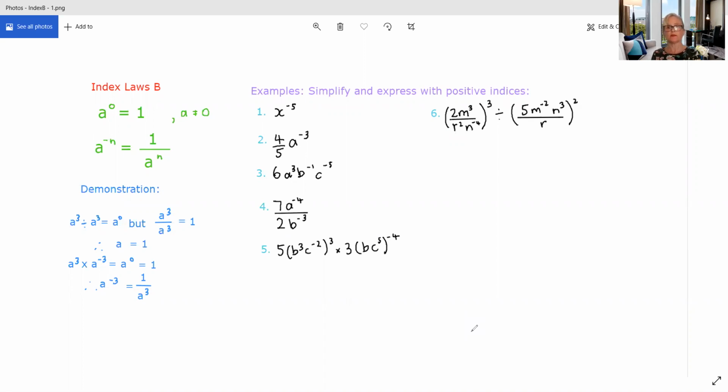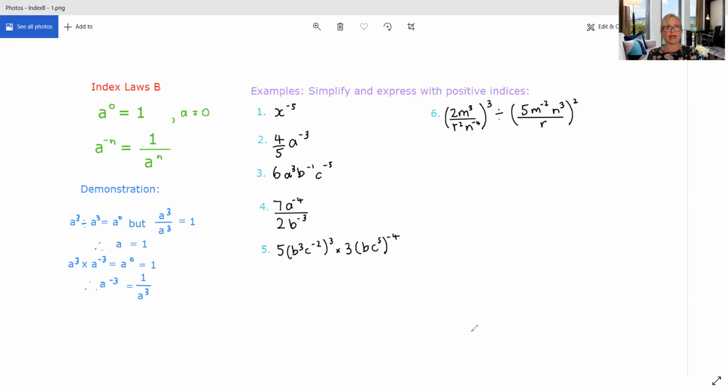In our previous video, we did the index laws that would normally be covered from about year 6 or 7 up to about year 8 or 9. We're now getting into the slightly more complicated index laws, and we're going to start talking about negative indices, and in our next video we'll be talking about fractional indices.